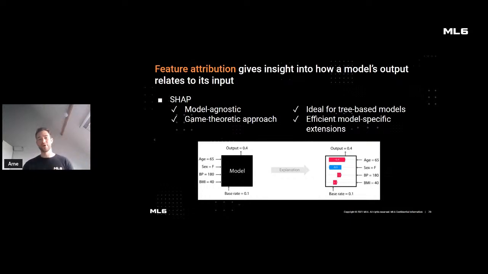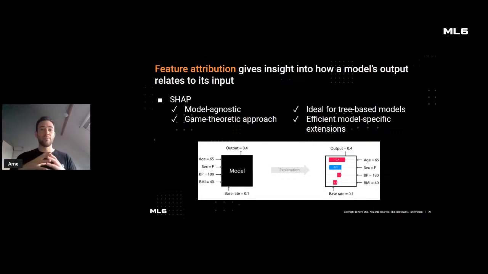And then if we look on the right, how we go from this base rate to the actual output given the person's characteristics, we see that we start from the base rate, and each of these characteristics adds to that value to eventually end up with the output of 0.4, right? So from the base rate 0.1, BMI of 40, a little high maybe, we go to 0.2. Blood pressure of 180, also a little high, we go to 0.3.